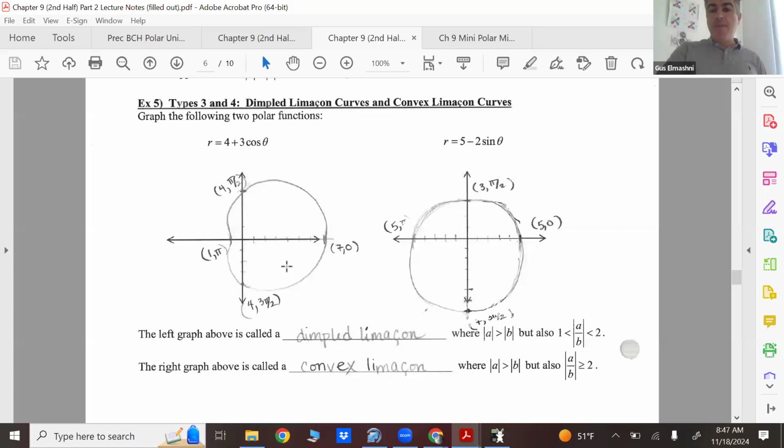When the absolute value of A over B is greater than or equal to 2, as the notes indicate. Oh, sorry. Oh, yes. That's going back to geometry.